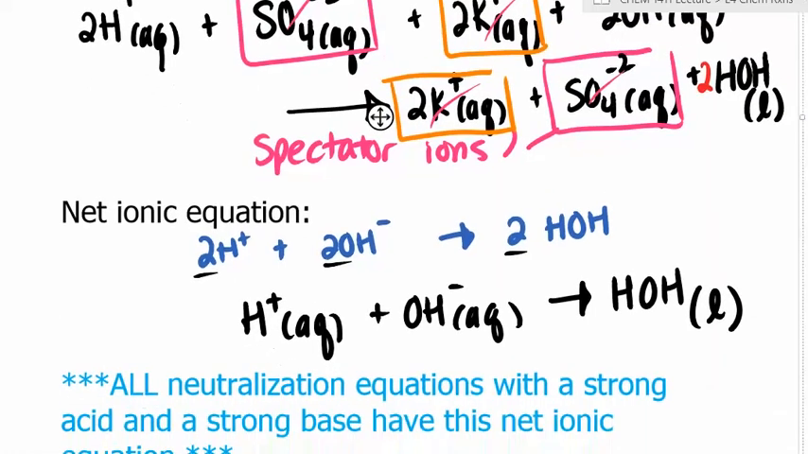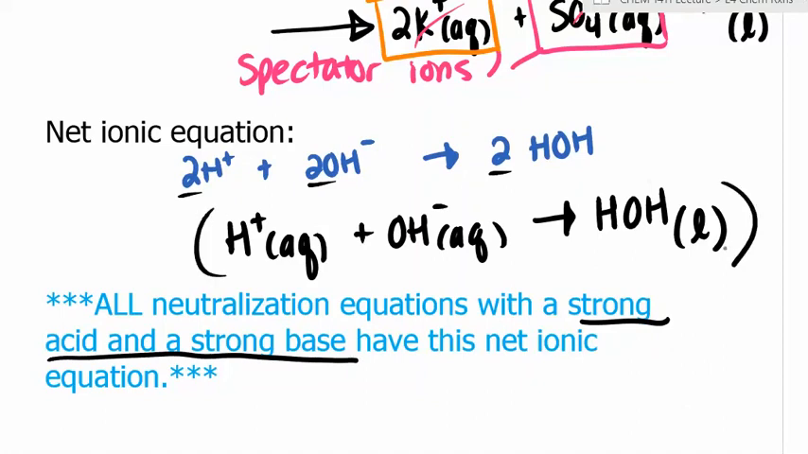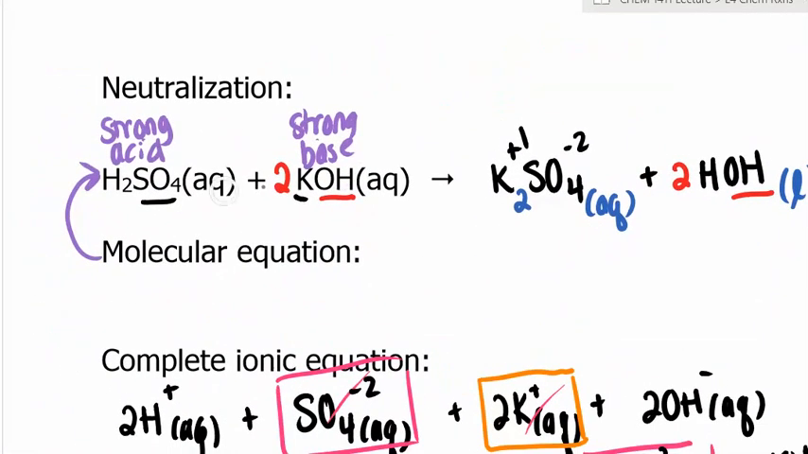Okay, and here's an important thing I want you to know: if a neutralization reaction involves a strong acid and a strong base, this will be the net ionic equation. Everything else will drop out. So that can help you. It can save you time, because if you look at the reactants and you see it's a strong acid and strong base, then you don't have to do all these steps if all you want is the net ionic. Strong acid plus strong base is always hydrogen ion plus hydroxide ion equals water.